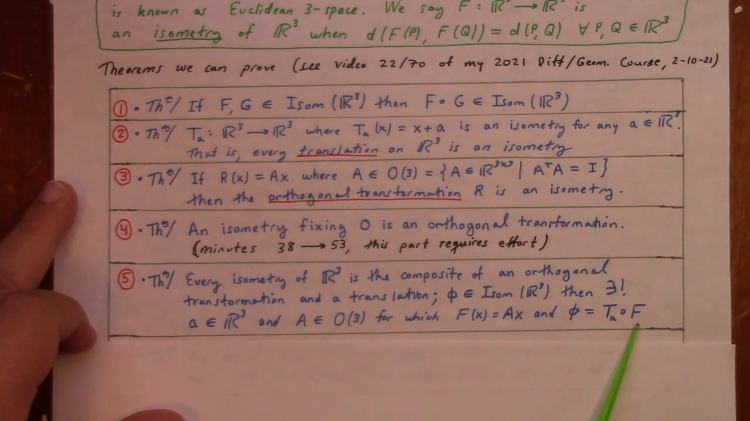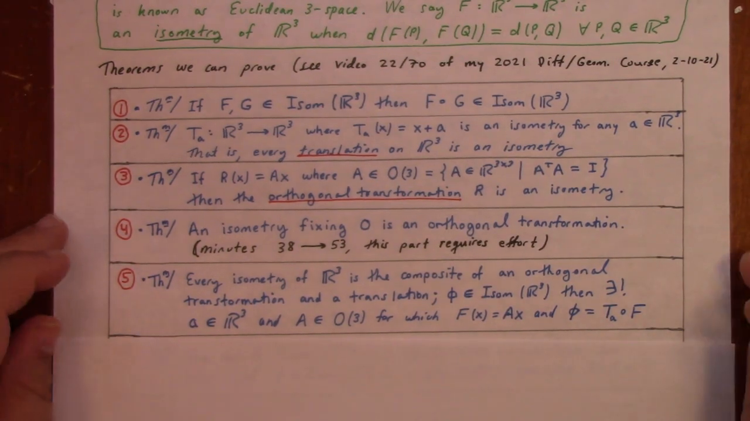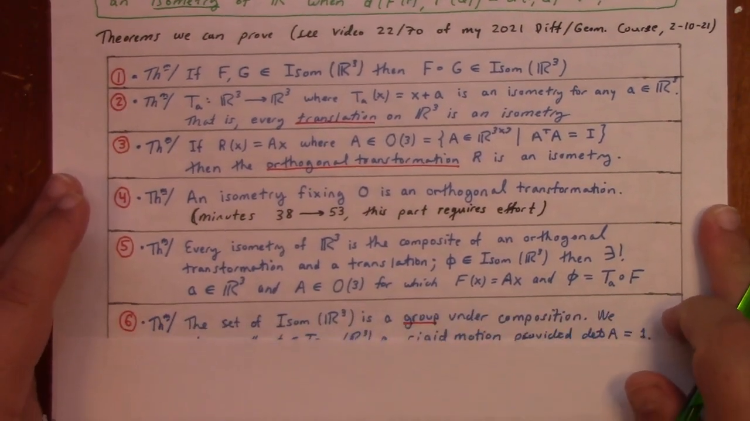All right. So 5 is easier. That's really just a relatively simple calculation. It's not trivial, but it's not difficult. 5 is not that hard.